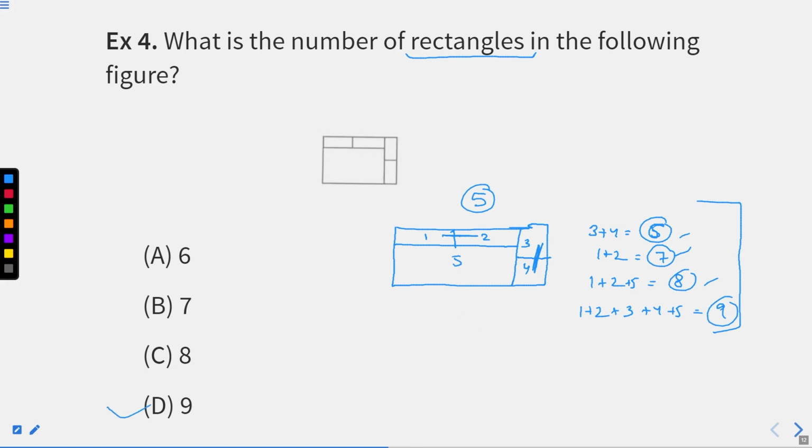Total how much? 9 rectangles we are able to form, which is in our options as well, right? And the rest of the options are smaller than it. So as we have eventually formed 9, it means 9 is our answer.